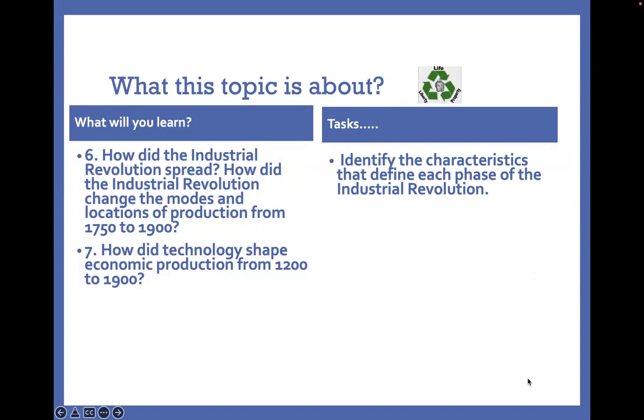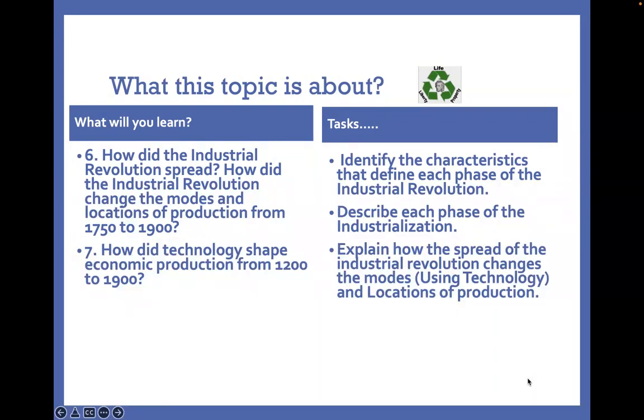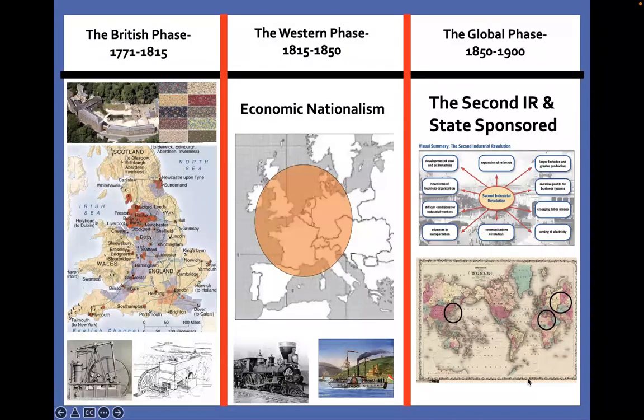So we've already identified the characteristics. We've talked about each of the British, Western, and global phase. Now we're explaining how it changes things. Overall, these three phases fundamentally changed how things were produced. Industrialism adopts new sources of power, new technology, and new methods. And where it always starts in textiles, it is always going to spread to other industries. By the end of this time period, after 1850, we see many different industries adopting the concept of industrialization.